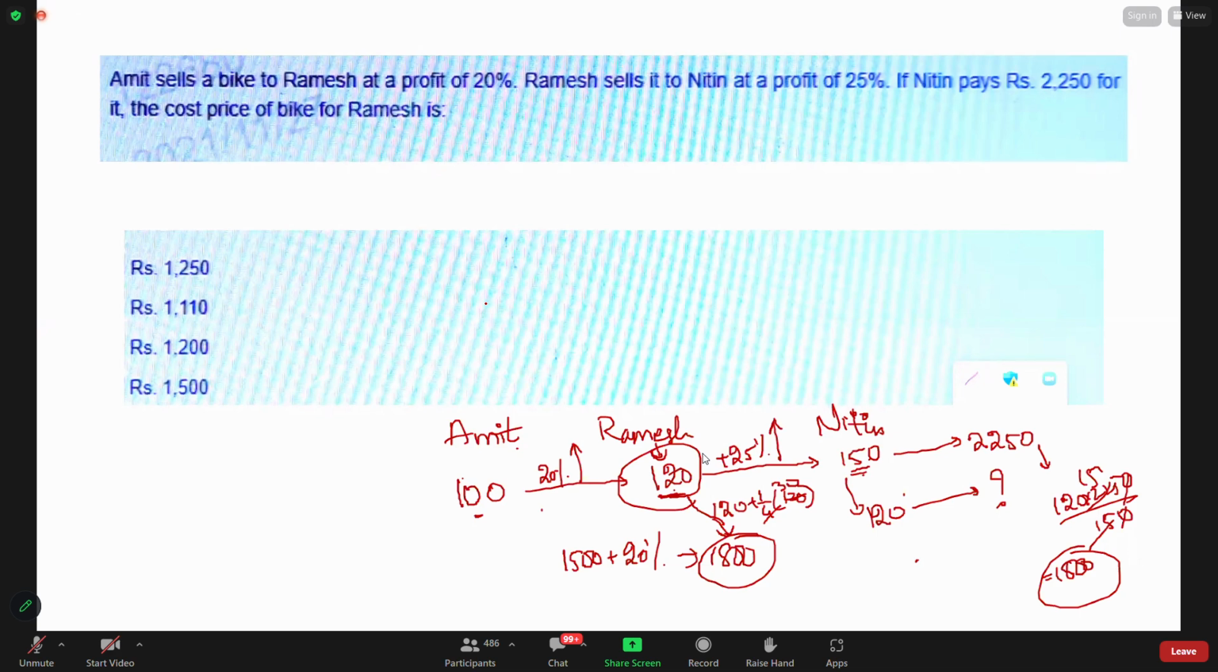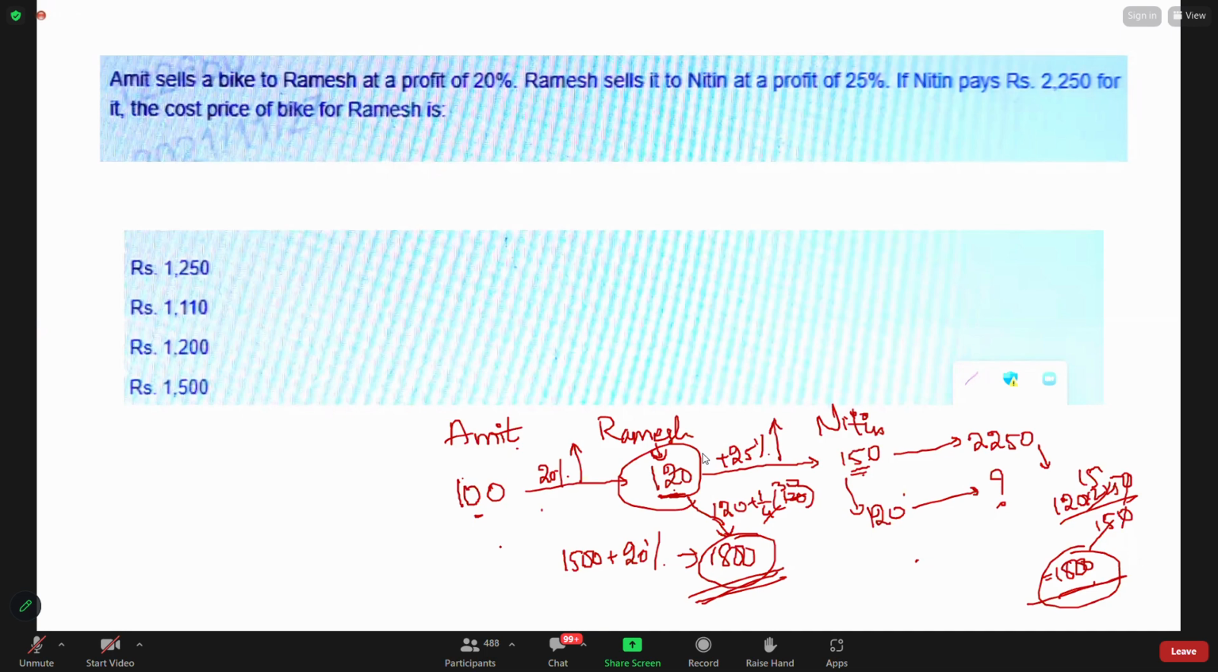But the question gave you the cost price of the bike for Amit. It did not give you the cost price of the bike for Ramesh. Okay, so that is it. Don't worry. Maybe the options are not written properly, but we have the answer, 1800. Let us check one thing. What if we just interchange Amit and Ramesh and then get the answer? Can we take R is 100, which is Ramesh is 100, Nitin is 125? Why will you take R is 100?